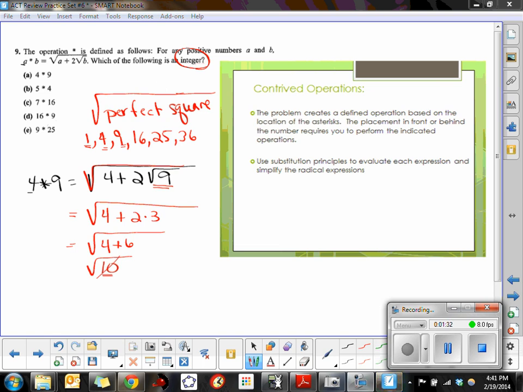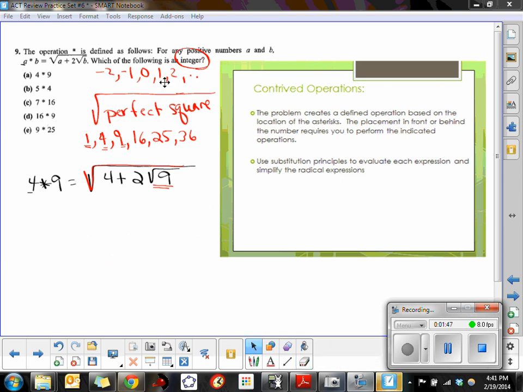Now 10 is not a perfect square, so this will not be an integer, because integers are things like -2, -1, 0, 1, 2, and so on. So they're not going to be fractions, it's not going to be decimals. They could possibly be negatives, although with these radicals they should not be negatives either. So this one is not going to work. That's a square root of 10, not a perfect square.